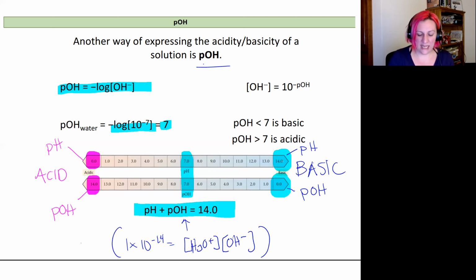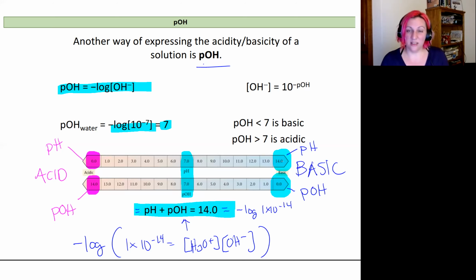And I'm just taking the negative log of the whole thing. And so that 14 is really equal to the negative log of 1 times 10 to the negative 14. And pH is going to be the negative log of H3O plus. And my pOH is the negative log of hydroxide ion.